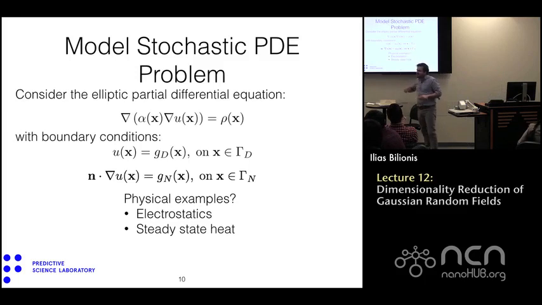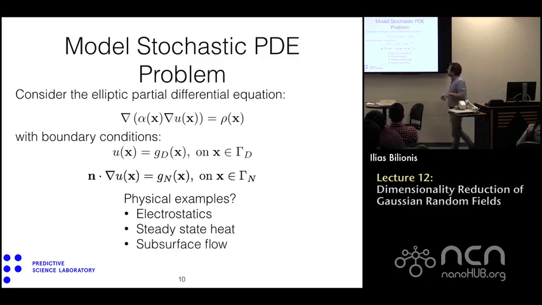It's the steady state heat equation. So this is what you would get as a steady state if you wait for a while. And in that case, that A of X would be the heat conductivity, yes, of the material. The rho of X would be any heat source you may have.